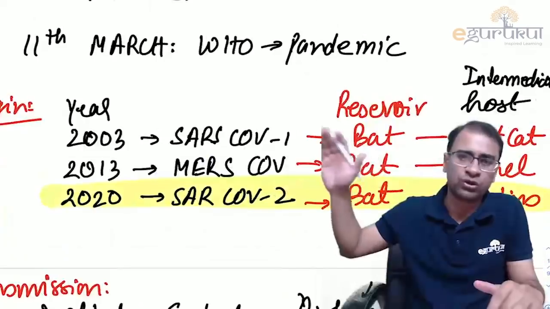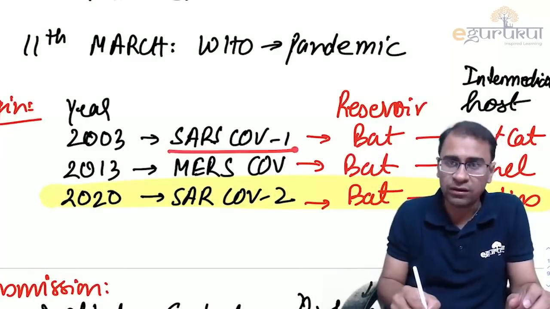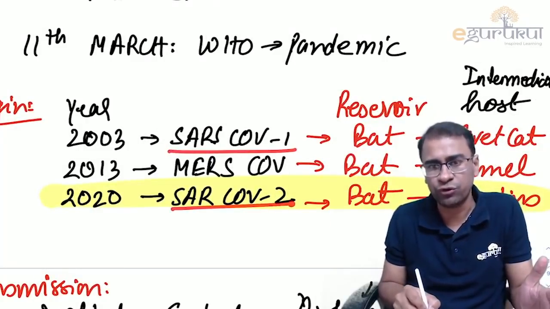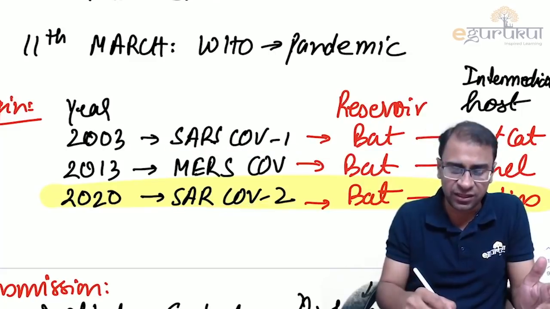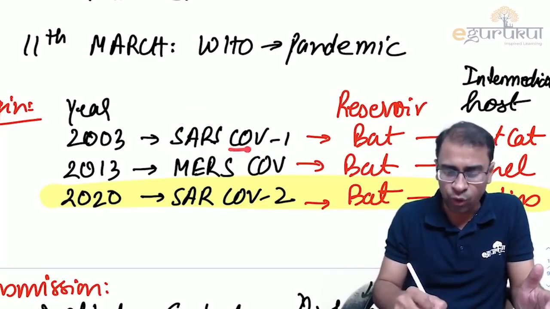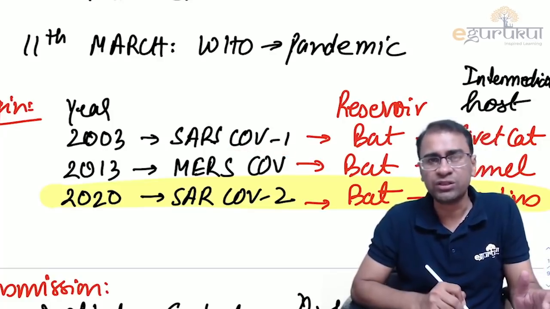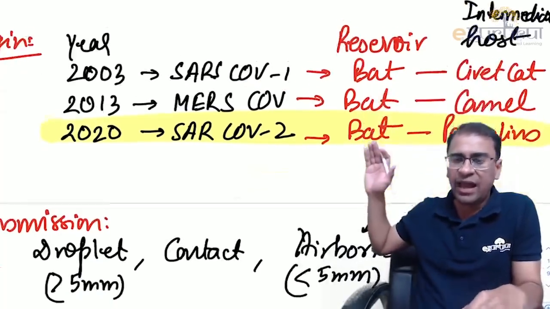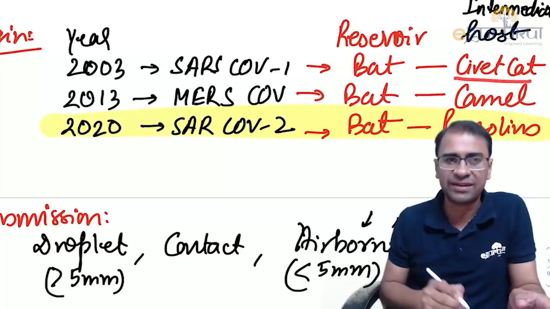Remember, the SARS-CoV-2 has not been the first virus of this category. There has been a SARS-CoV-1, and therefore it is now called SARS-CoV-2. SARS, as you understand, is severe acute respiratory syndrome, and this coronavirus 1 had a reservoir of bat, and the intermediate host was the civet cat.